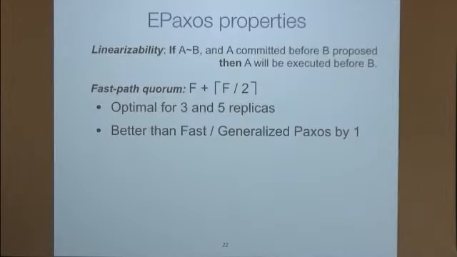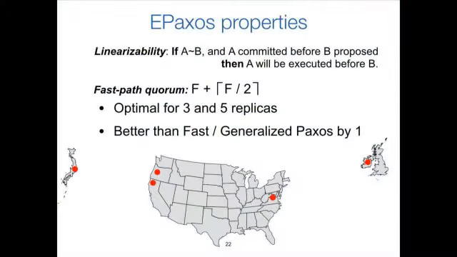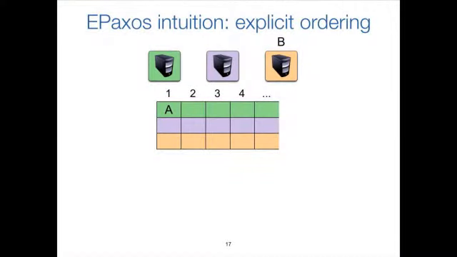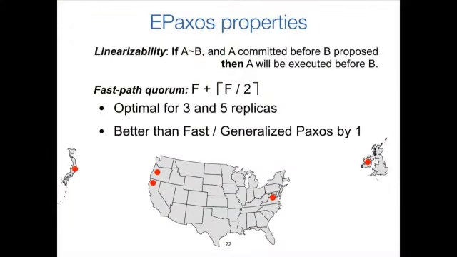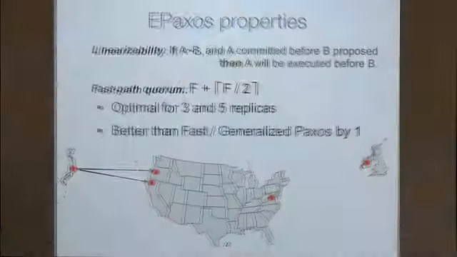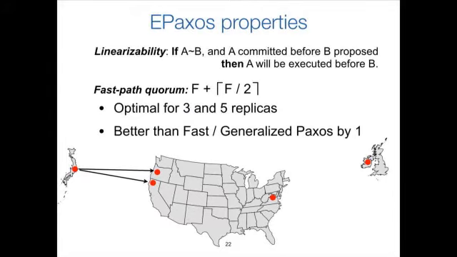What this means is that for the most common deployments of Paxos, of 3 and 5 replicas respectively, this comes down to the smallest majority. So this is optimal. And it also means that it is better than Fast and Generalized Paxos by exactly 1 replica. In practical terms, this means that if we do geo-replication, and we have a replica in Japan, 2 on the West Coast, 1 on the East Coast, and 1 in Europe, a replica in Japan will be able to commit a command after just talking to its closest neighbors, US West. It doesn't have to go all the way to Europe or all the way to the East Coast.